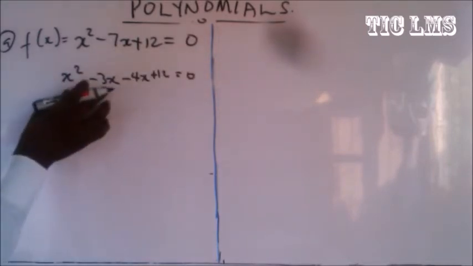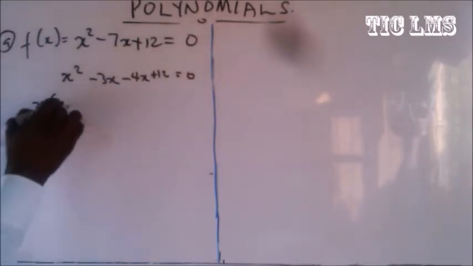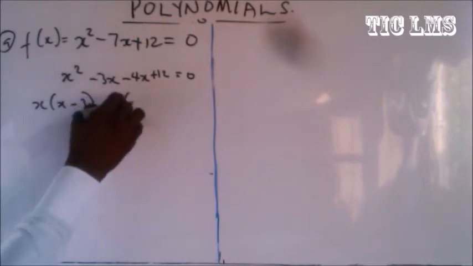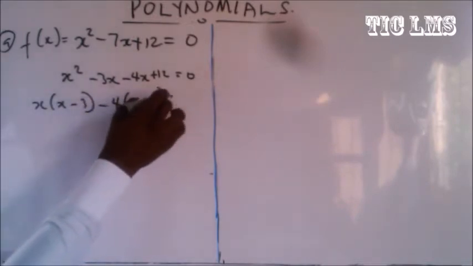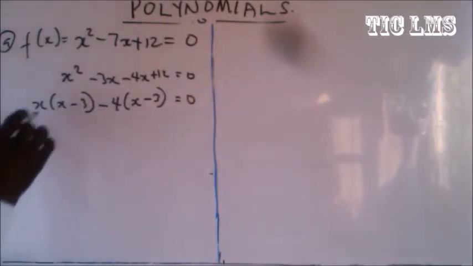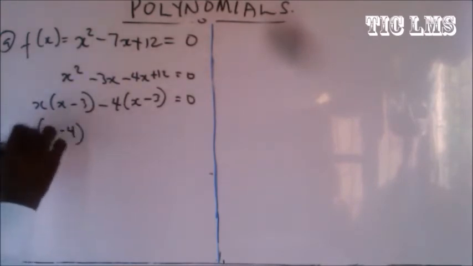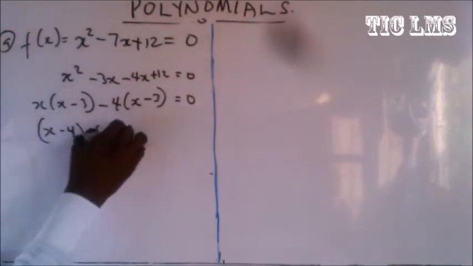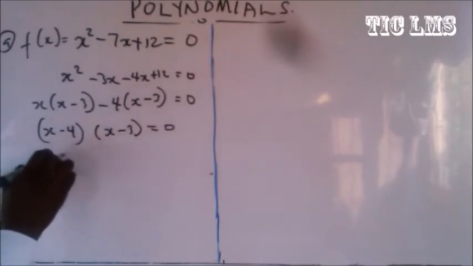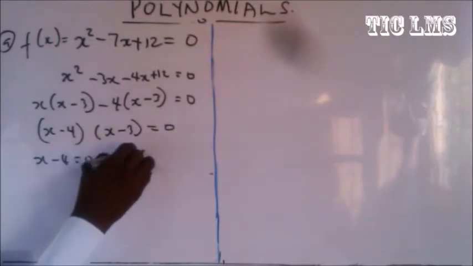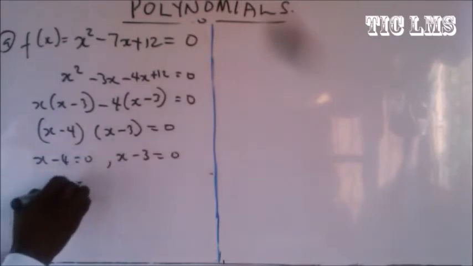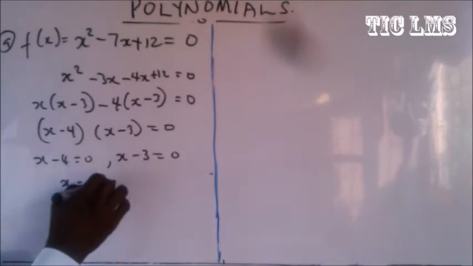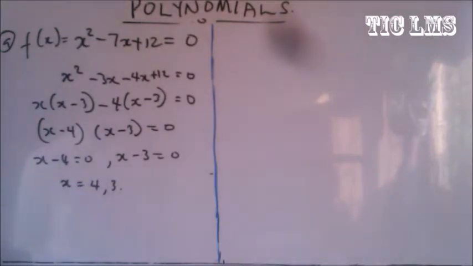We'll bring out what is common here. That is x into bracket x minus 3, minus 4 into bracket x minus 3 equals 0. Hence, x minus 4 bracket x minus 3 equal to 0. So x minus 4 equal to 0, x minus 3 equal to 0. Hence, x equal to 4, 3. Hence, the zeros of f of x are 4, 3.